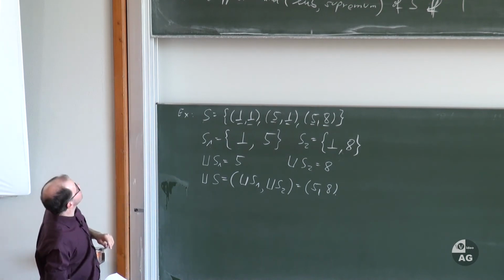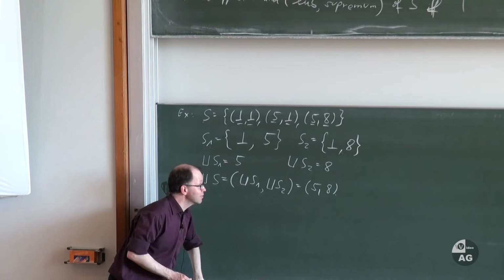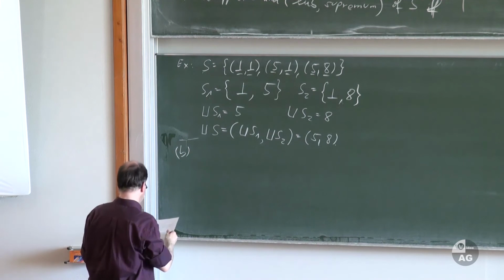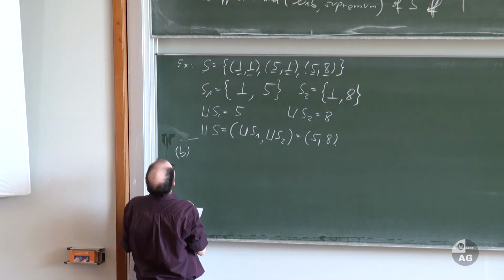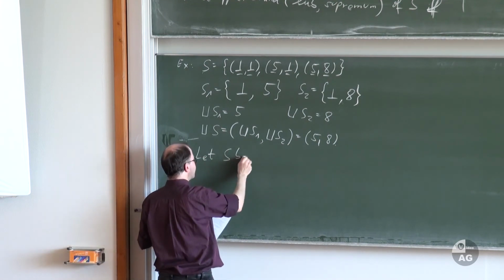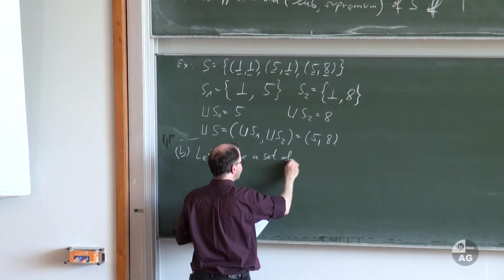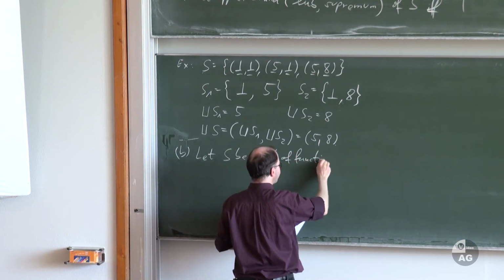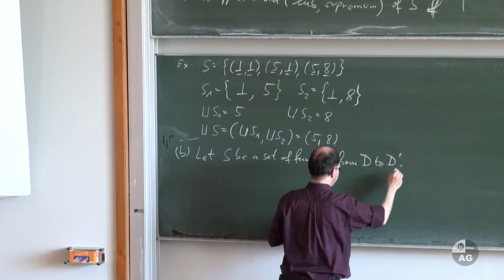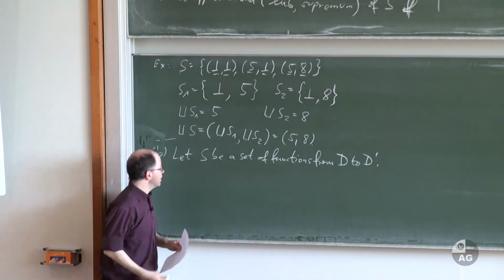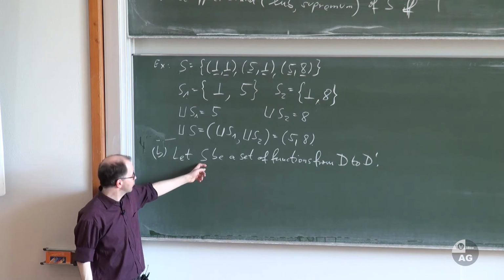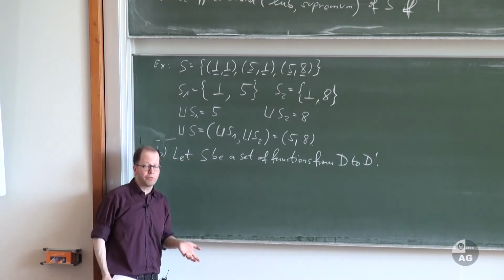But let me continue with this lemma, because up to now we had only part A, and of course there's also part B. And part B says more or less the same thing, but about functions. So now S is not a set of tuples, but a set of functions. So let S be a set of functions from D to D prime. And for functions, if we want to have the least upper bound, we can do this argument-wise.